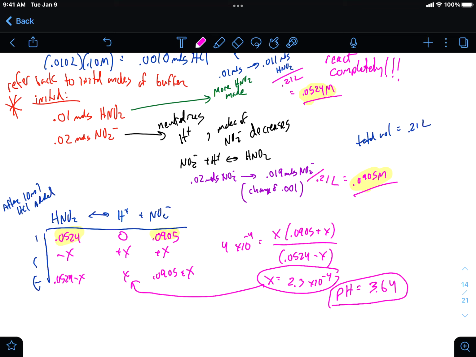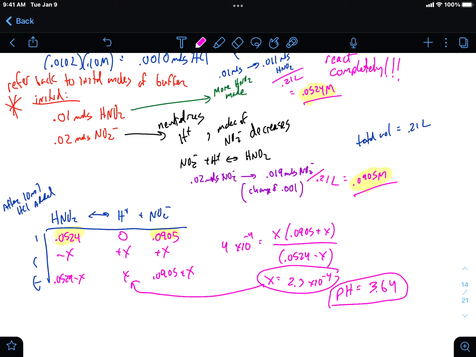So a buffer resists pH change. It doesn't mean there's absolutely no change. It just means the change is greatly minimized. If we added 10 milliliters of acid to water, the pH would change by several pH units. Guys, it would go from like 7 to like 3, right? Here it went from 3.7 to 3.6. That is the purpose of a buffer, to minimize the change. And it can all be calculated using ICE tables and a little bit of stoichiometry.